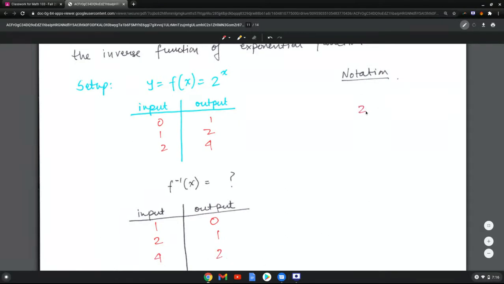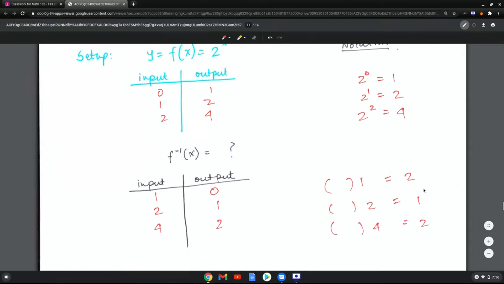Notationally, what's happening here? 2 to the 0 is 1. 2 to the 1 is 2. 2 to the 2 is 4. What we want here is something is happening to 1 and it gives me 0. Something happens to 2 and it gives me 1. And then something happens to 4 and it gives me 2. Sorry.